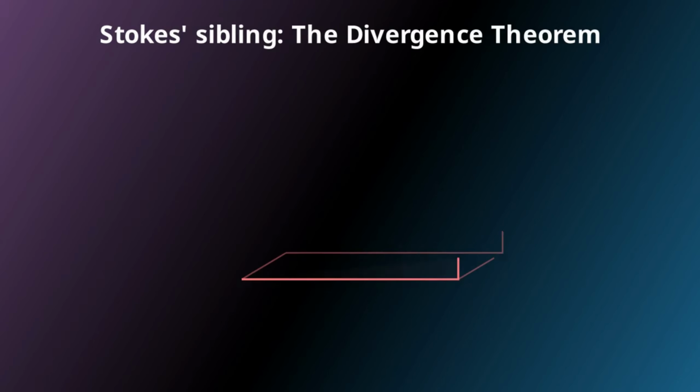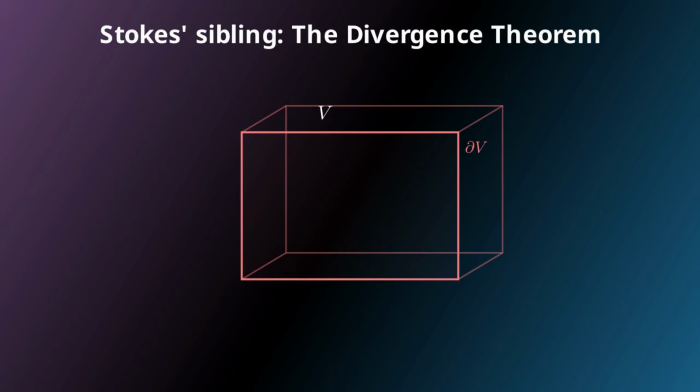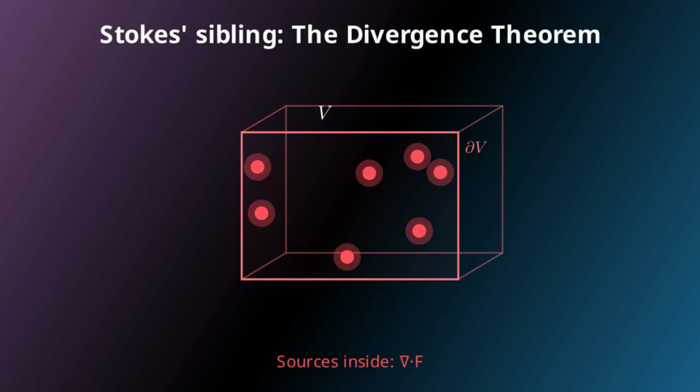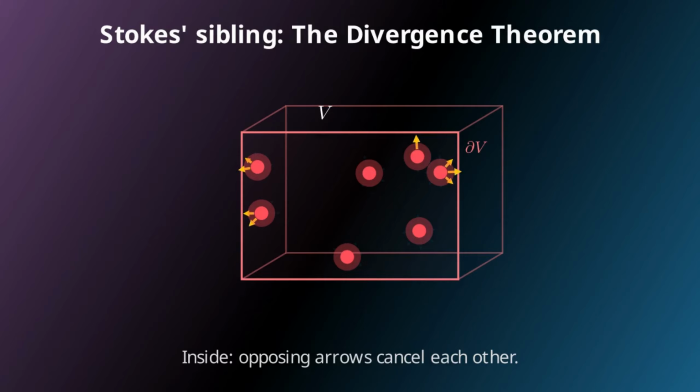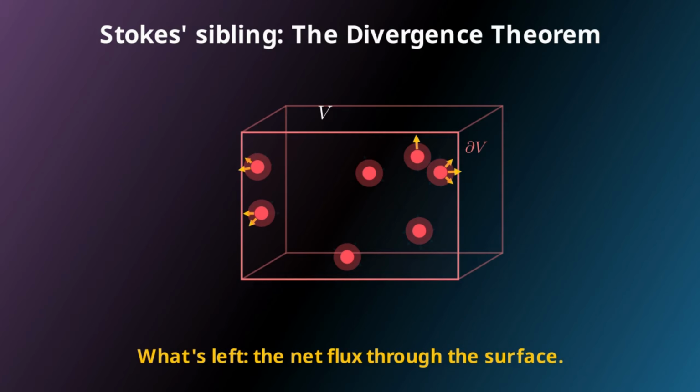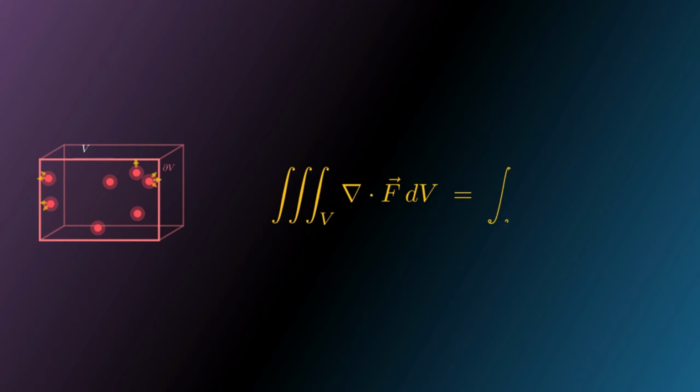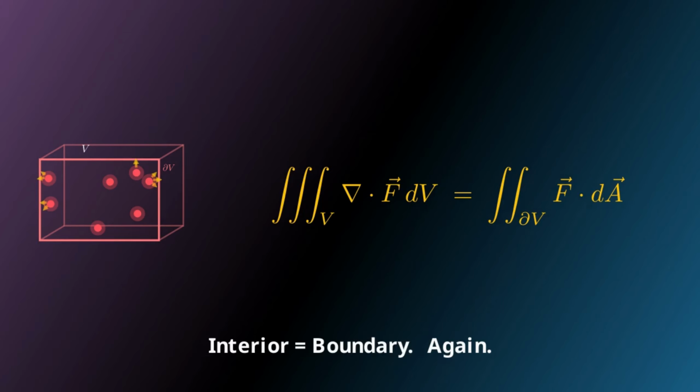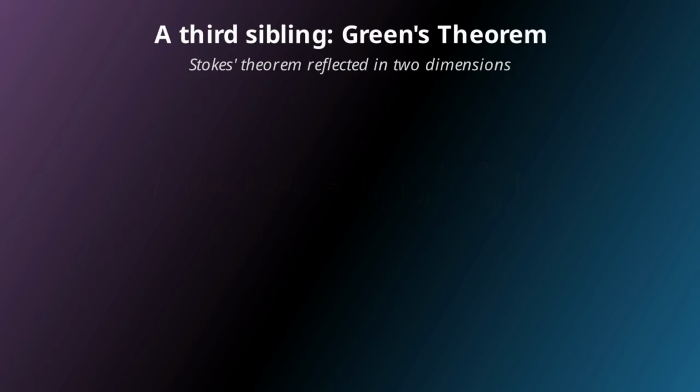Stokes has siblings. The divergence theorem. Imagine a volume. Inside there are sources, things creating or destroying something. The total of those sources equals the net flux going out through the surface. Left, total production inside. Right, the flow crossing the outer surface. Interior equals boundary again. A third sibling, Green's theorem.